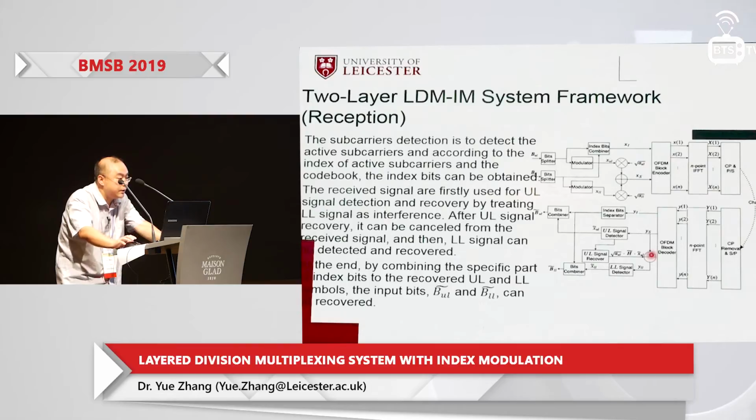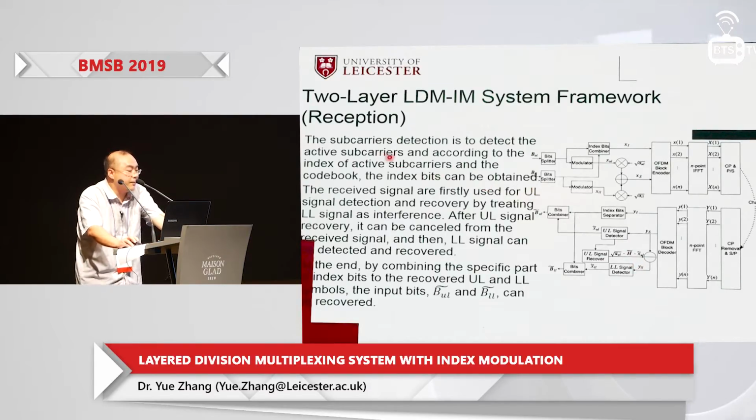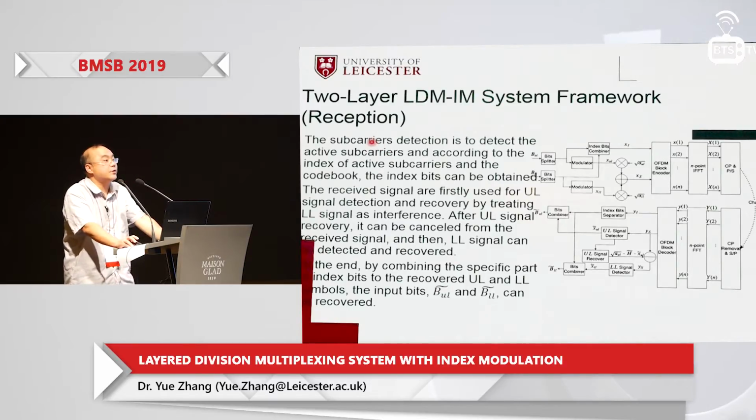At the receiver side, the decode part: first comes the index demodulation and then the LDM demodulation. For the IM part, the subcarriers need to have a detection. The subcarrier detection will detect which channel is active for transmission. In this case, you can detect the information bits used for the index modulation.